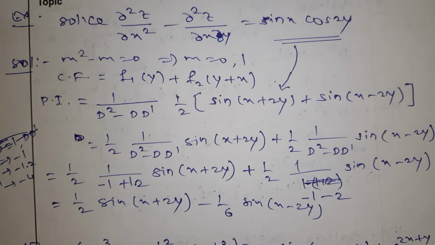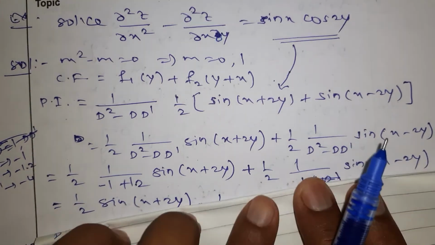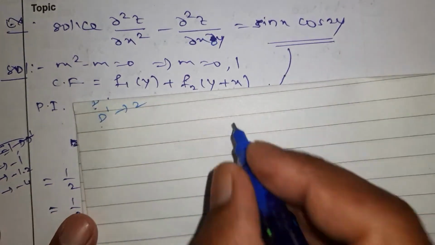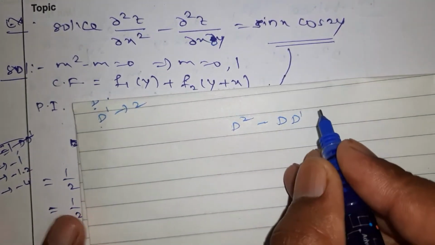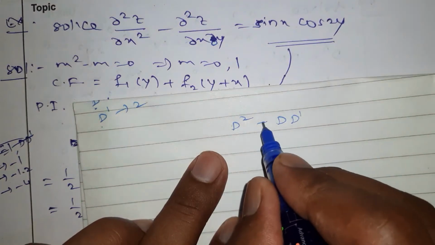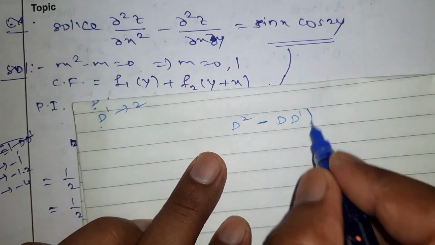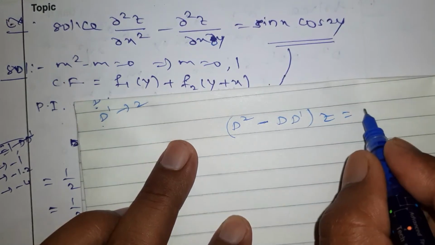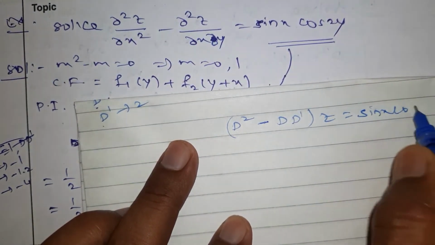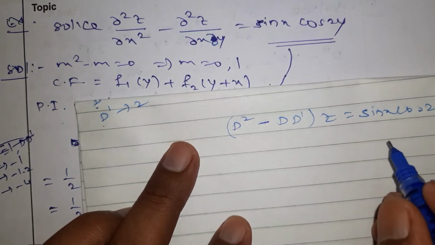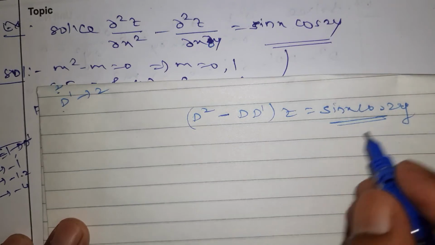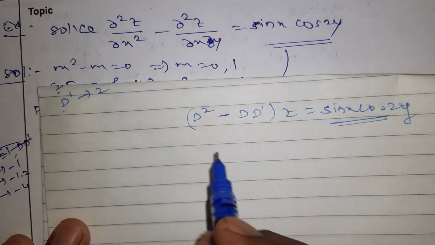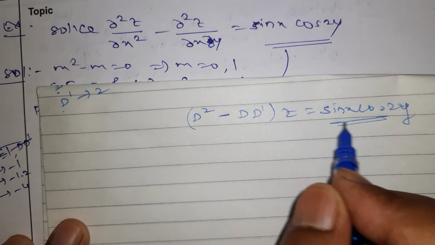This equation we can write as (D² − DD′) z = sin x cos 2y. Correct? Now here we have sin a cos b, and that concept I have to use. Remember it, recall the concept of sin a cos b.